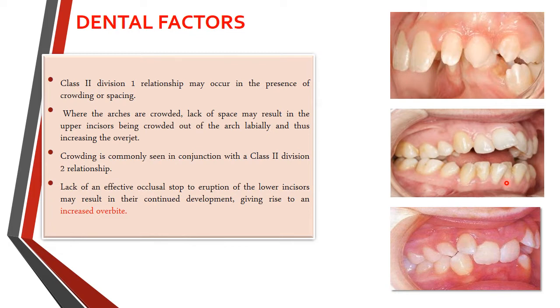Crowding is commonly seen in the class 2 division 2 malocclusion due to the retroclination of the upper central incisors, so the teeth will be aligned on a smaller arch circumference or a smaller arch diameter. As we said before, the absence of the occlusal stops will result in the increase or over-eruption of the lower incisors, so in the majority of the cases, the class 2 malocclusion is usually associated with increased overbite.